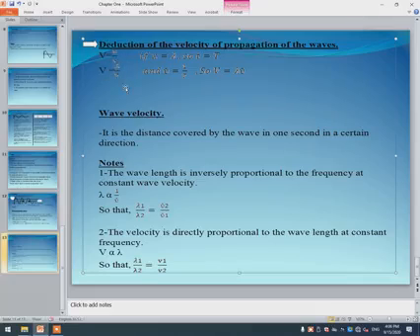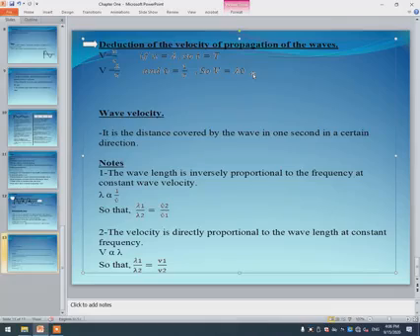So V equals lambda over T. This is the same as lambda times 1 over T. And of course you know that 1 over T is nu. So we can replace 1 over T by nu. Then from here V equals lambda nu. This equation is called the wave equation. So from here we need to put a definition for the wave velocity. The wave velocity is the distance covered by the wave in 1 second in a certain direction.